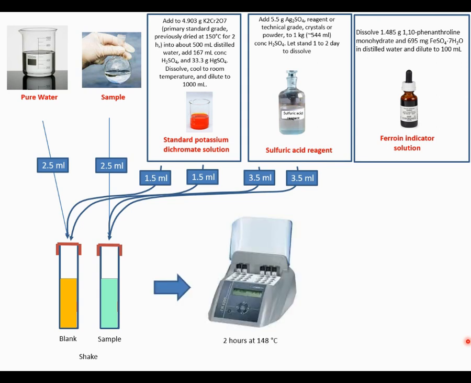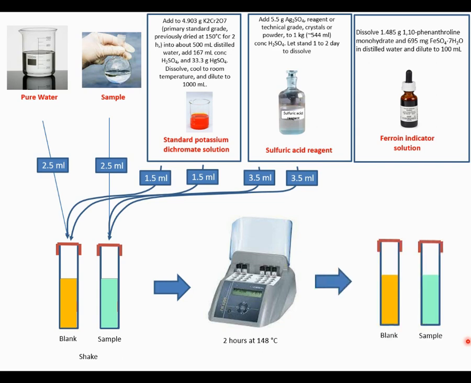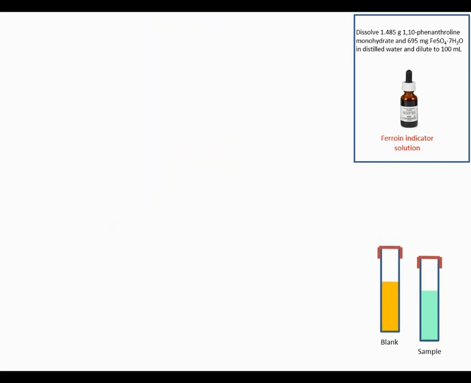Then put the tubes in a thermoreactor and react for 2 hours at 148 degrees Celsius. After 2 hours, leave the tubes to cool and start titration when they come to room temperature.